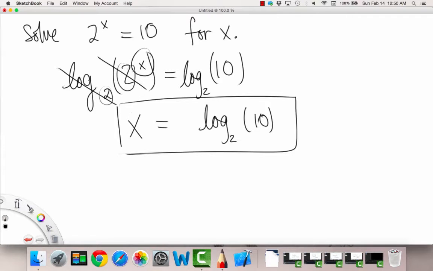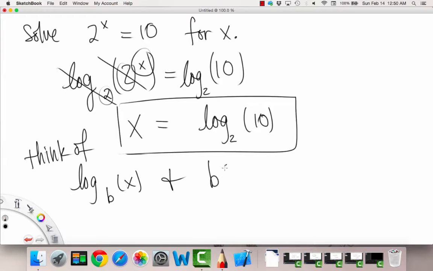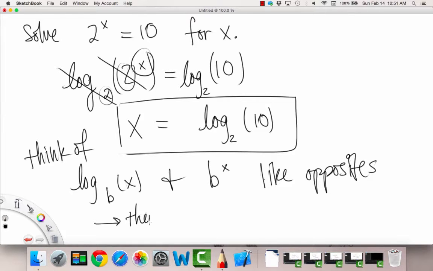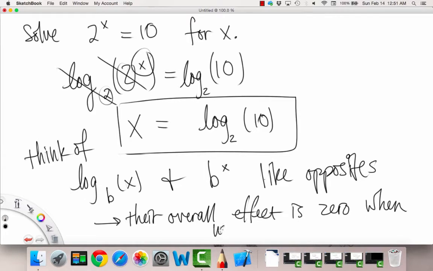So the important thing to note is, just a tip here, think of log base b of x and b to the x, so our log and exponential, as inverses. We're going to think of them like opposites, kind of like addition and subtraction, opposites in the sense that their net or overall effect is 0 when they're used together, or when used right next to each other.